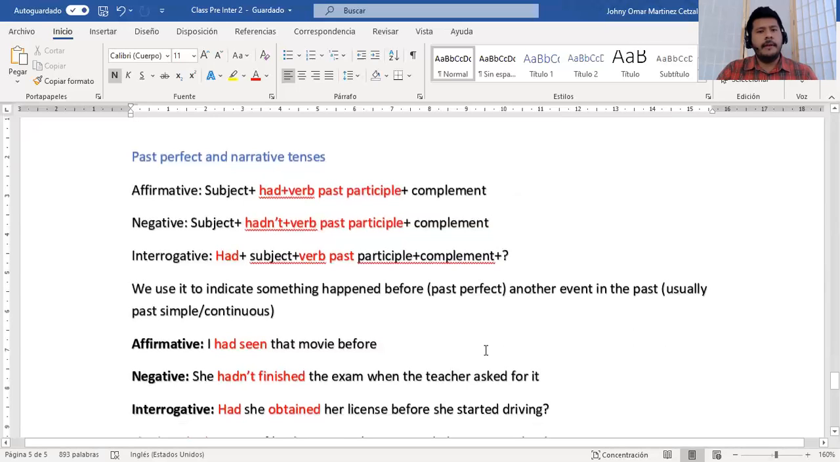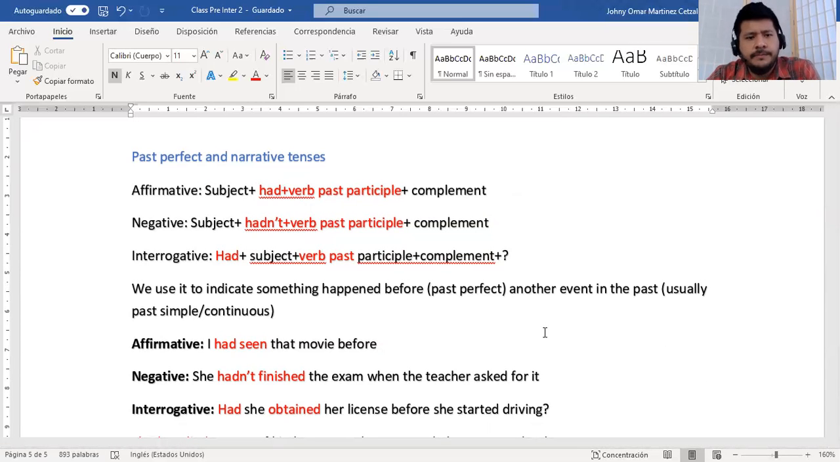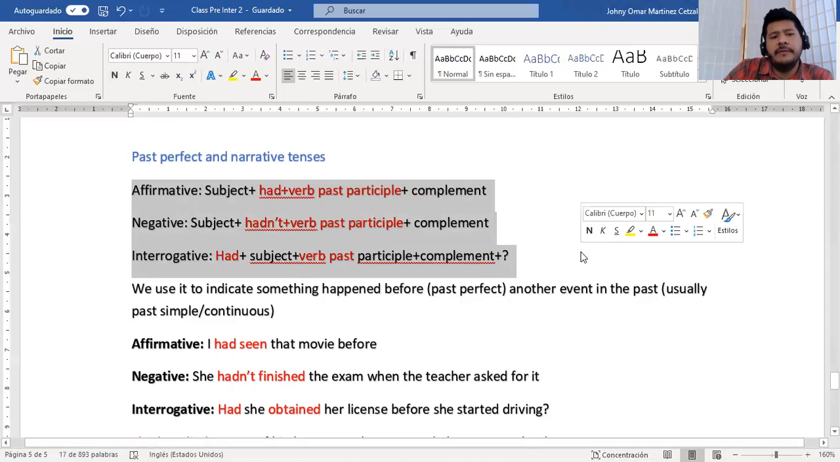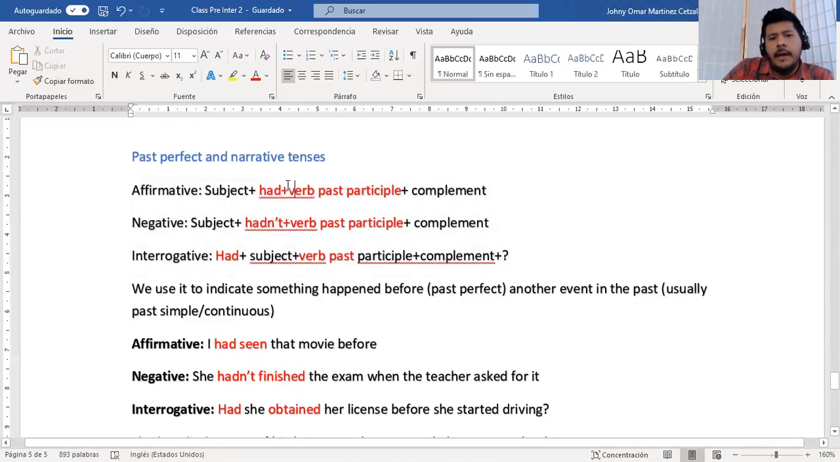And finally, the last grammar point is going to be past perfect, and a little bit of narrative tenses. And past perfect, let's focus on this tense. These are the structures for affirmative, negative, and interrogative. And as you can see, you're going to be using had.